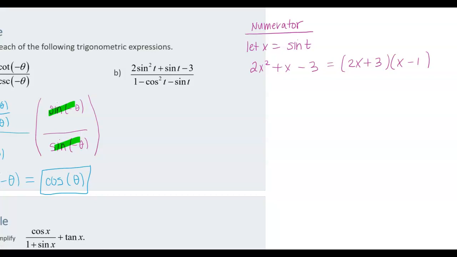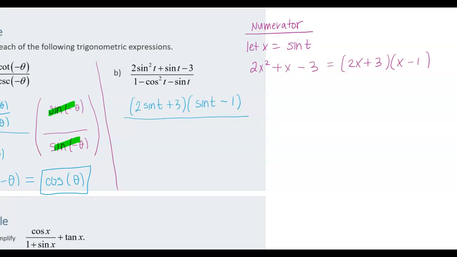Changing it back to the original problem, I'll write it as 2 sine of t plus 3, and then sine of t minus 1. I'm just substituting sine of t instead of the variable x.